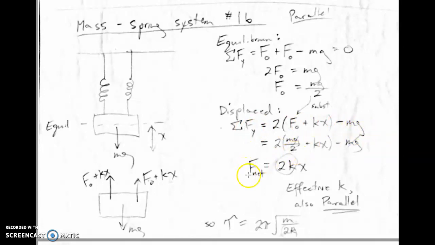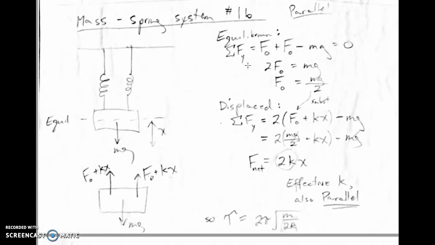And then I have an equation that looks like net force equals, look at how these mg over 2's cancel with the mg, and so you just get 2kx. So that's an example of mg kind of going away there. And the effective k here is 2k, which is the same as what it was in the previous example. Both of these are considered parallel systems. So that's parallel, and this is parallel.